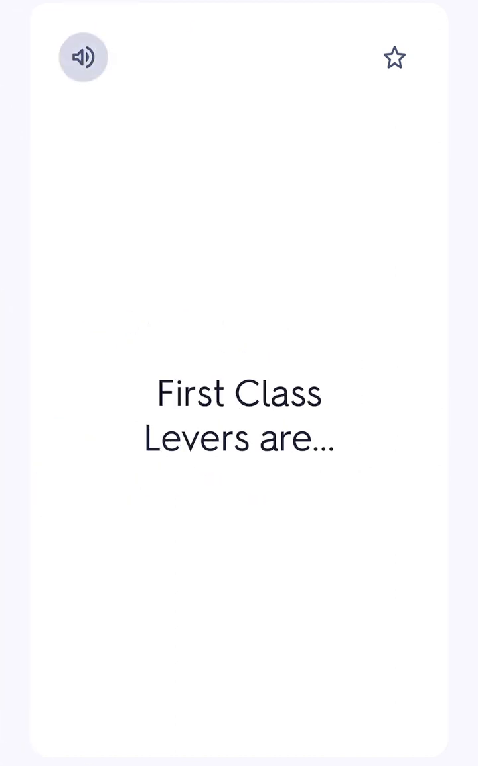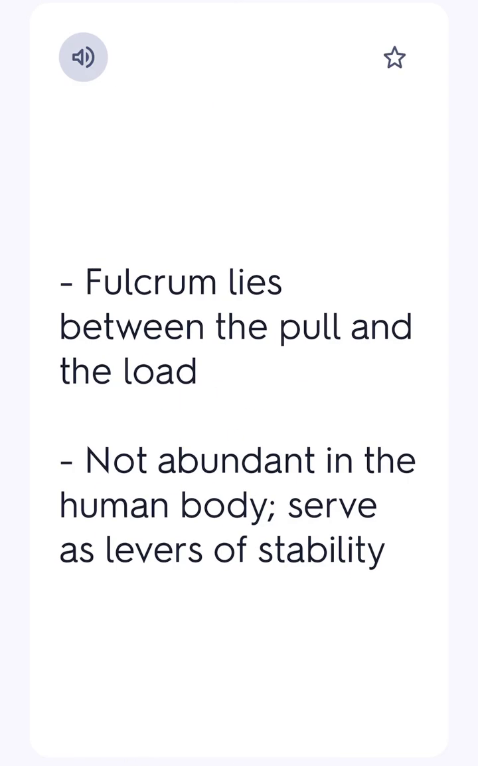First-class levers are: fulcrum lies between the pole and the load, not abundant in the human body. Serve as levers of stability.